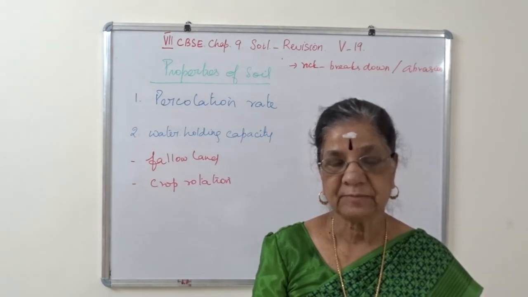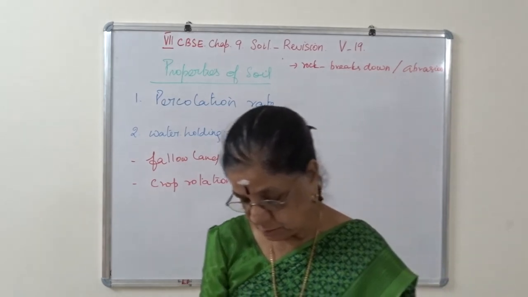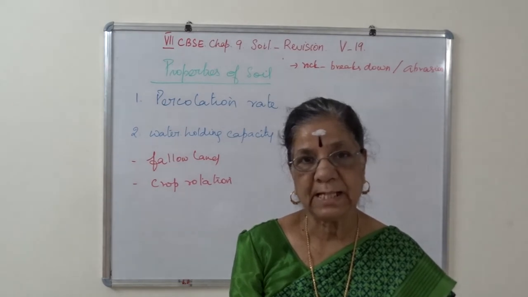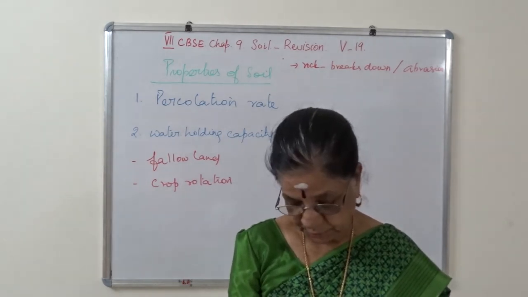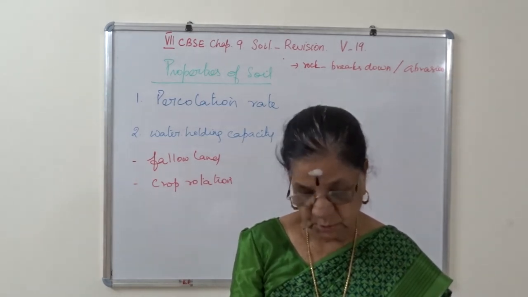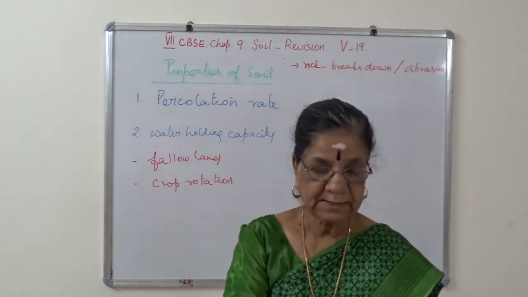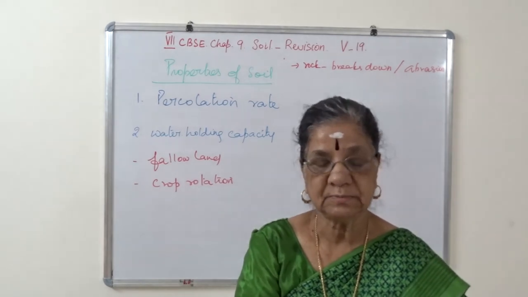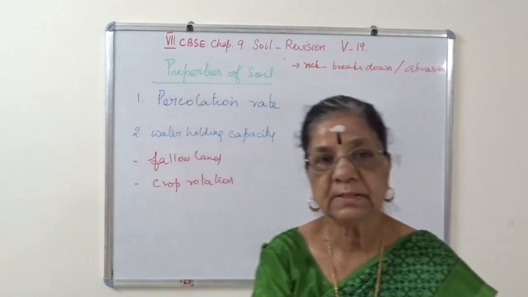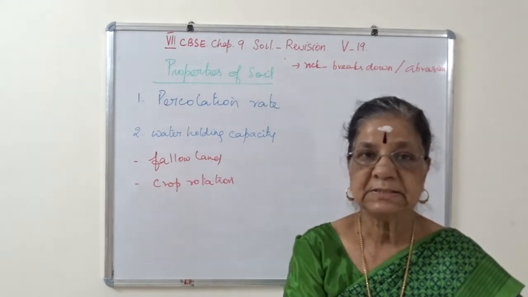I hope you understand. Then crop rotation is a method in which farmers grow two or more crops alternatively on the same piece of land, and usually crops use different nutrients. So if leguminous plants are grown as one of the crops, their root nodules will increase the nitrogen content of the soil. Then multiple cropping is a method in which two or more crops are grown on a piece of land at the same time.